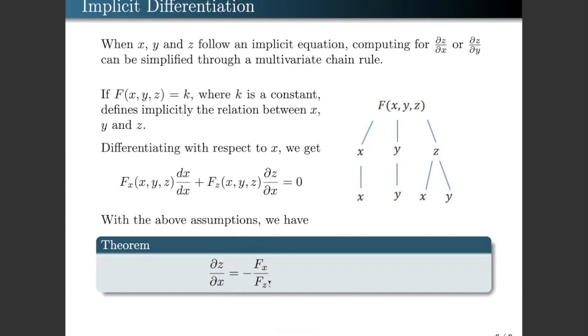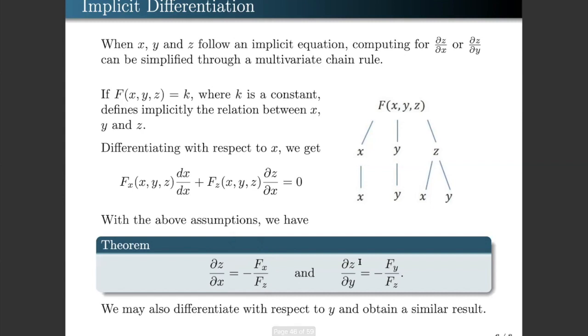So using a similar approach, we can solve for the partial of z with respect to y. So we'll do this all over again, but this time considering the paths that end in y, and we'll end up with this expression. The partial of z with respect to y is equal to the negative partial of capital F with respect to y divided by the partial of capital F with respect to z. All right?